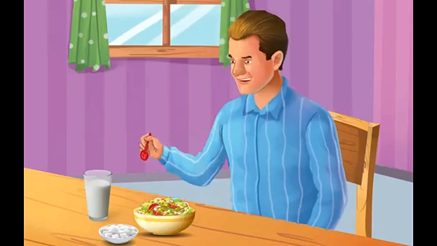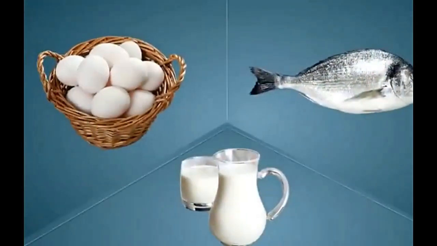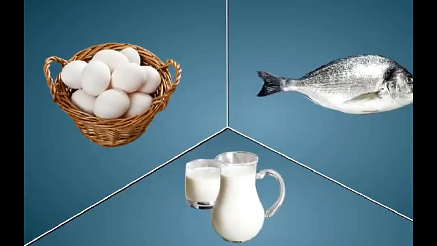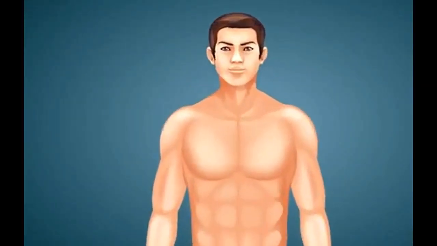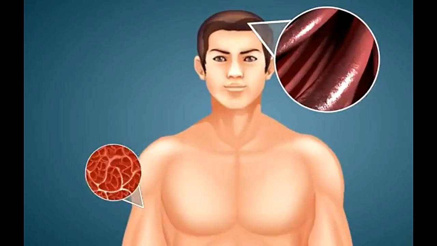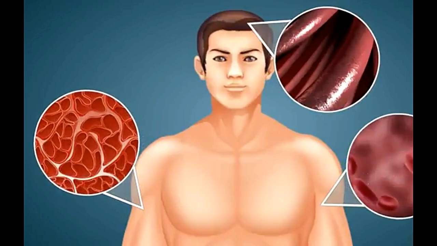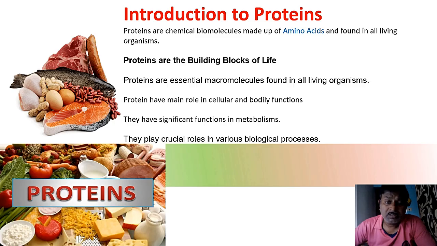It is often said that we should include protein-rich food in our diet. Proteins are present in many food items such as eggs, fish, and milk. Proteins are not just present in foods, they are also an integral part of our body. They are present in our hair, muscles, and even in hemoglobin. So what is this protein then?